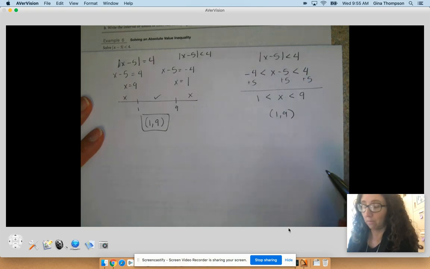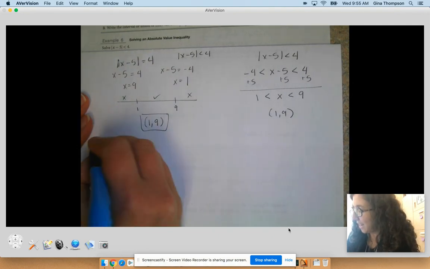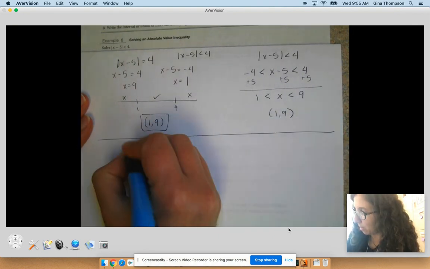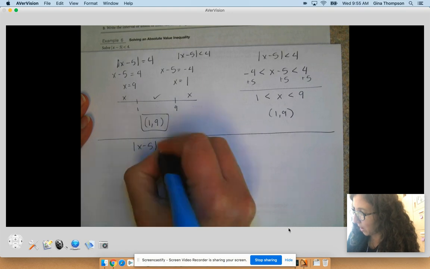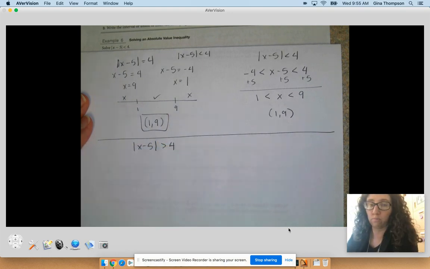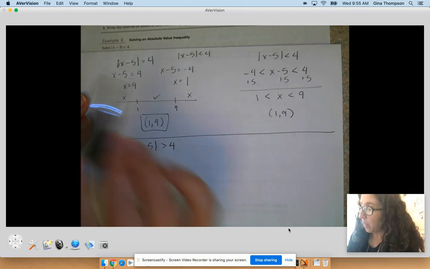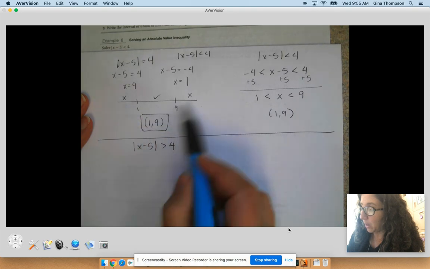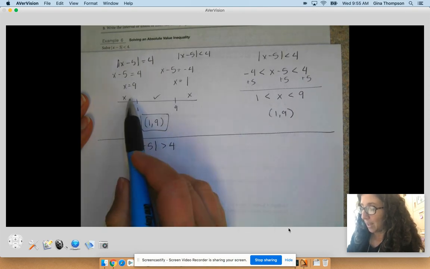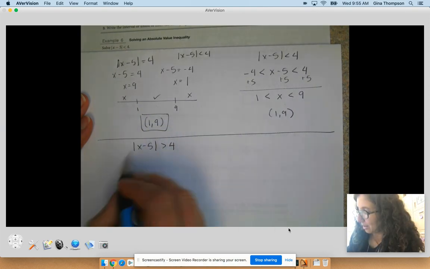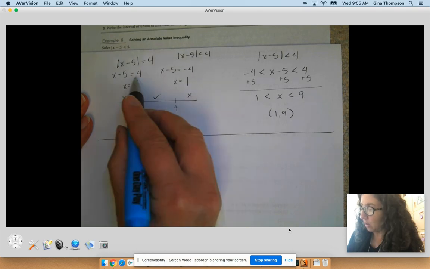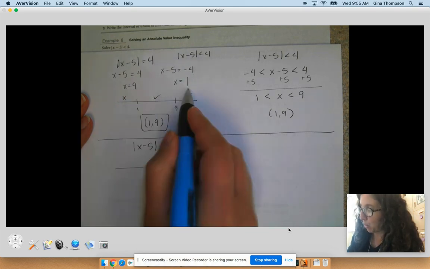However, what if instead we had this problem. The absolute value of x minus 5 is greater than 4. Okay, so I switched the inequality here. If that was the case, this method would be exactly the same, except I'd solve the equation for 4 and negative 4. I'd get the boundary points 1 and 9.